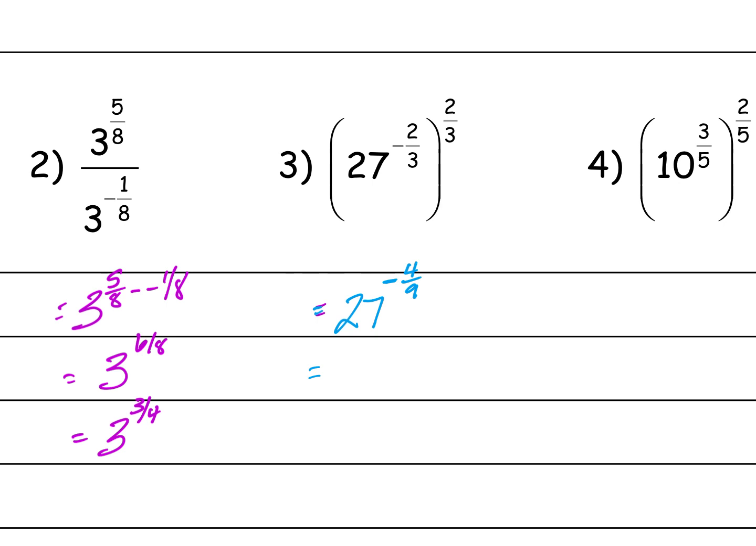I know, right? So negative exponent, right? So it becomes 1 over 27 to the 4/9.